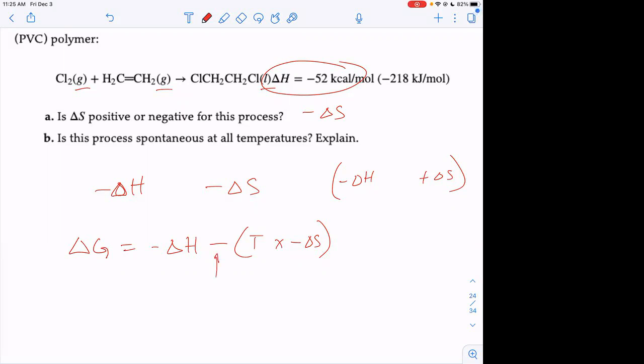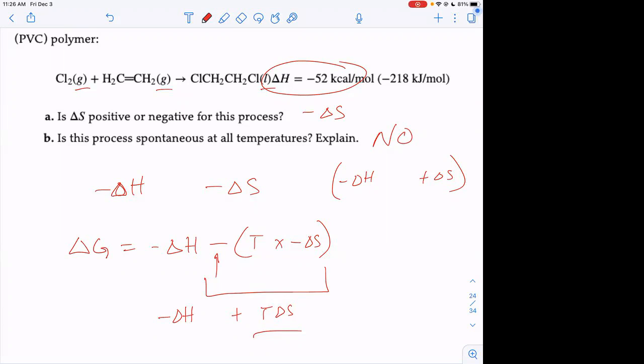So because you got this minus sign out front, it makes this whole term positive T delta S. So you got a negative delta H plus T delta S now. So it just depends which term is bigger. If this term is bigger, you're going to end up with a positive delta G. If the delta H term is bigger, you'll end up with a negative delta G. So the answer here is no. And it depends on what your temperature is.